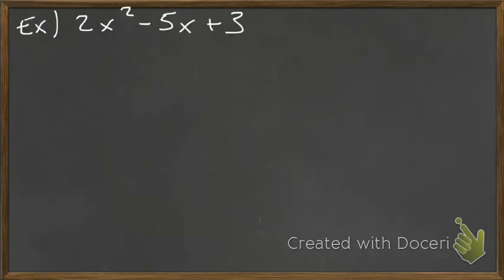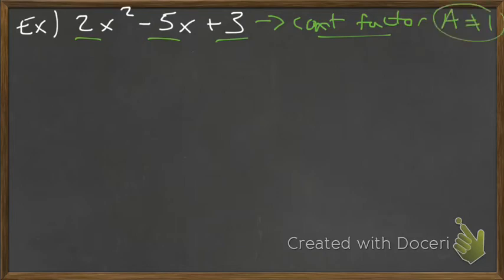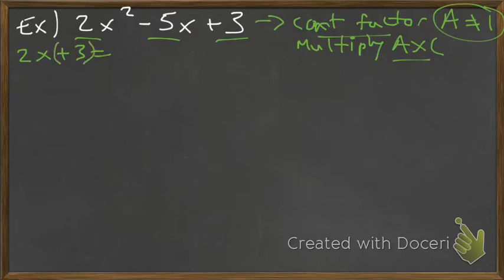If we look at this next example, we have 2x subtract 5x plus 3. Again, can't factor, right? And a does not equal 1. So what we're going to do is multiply a by c. So 2 multiplied by positive 3. That actually kind of looks like 2x plus 3, but it's actually 2 multiplied by 3, which equals 6.